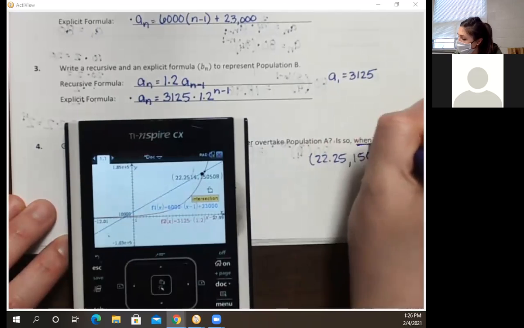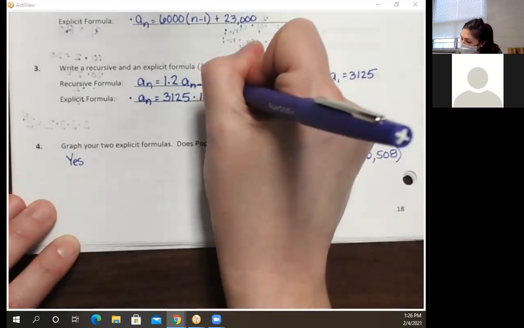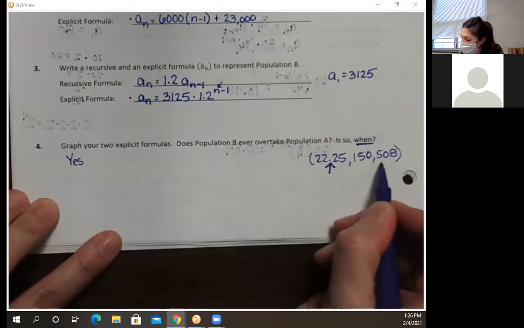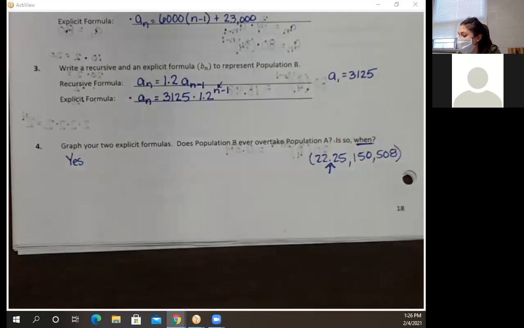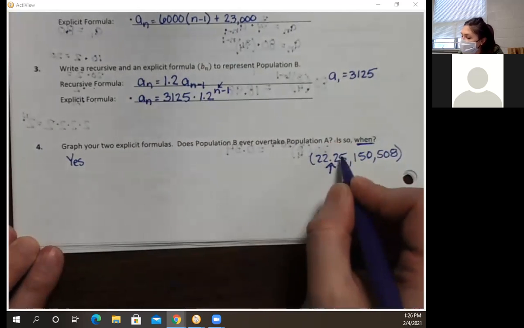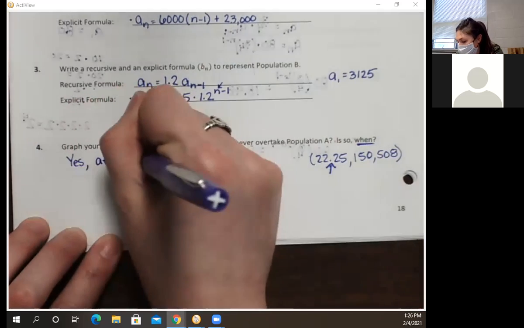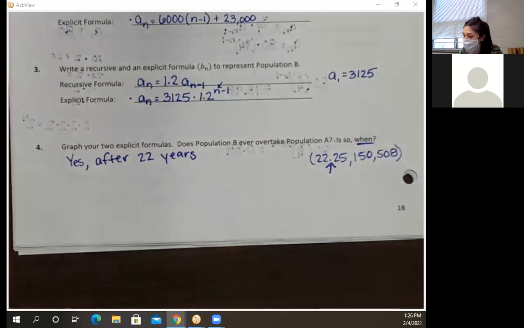Now it's asking me when. The when would be that n value. The y would be how many animals we have at the time. So we're looking at sometime after 22 years. So yes, after 22 years.